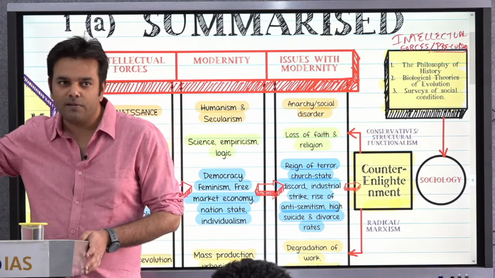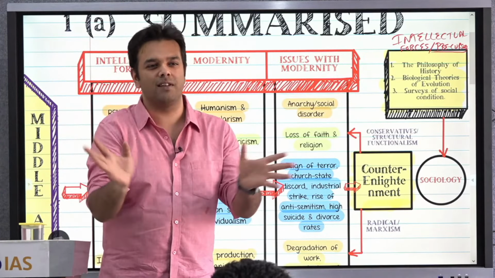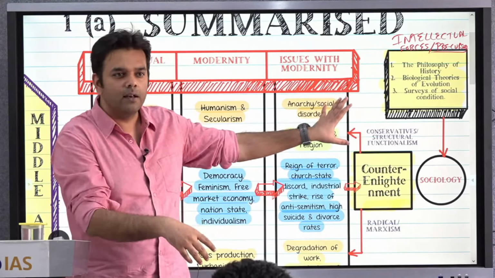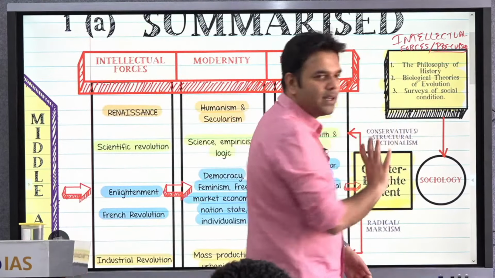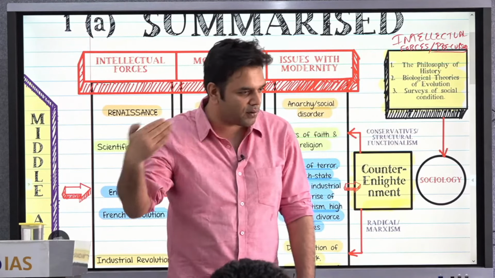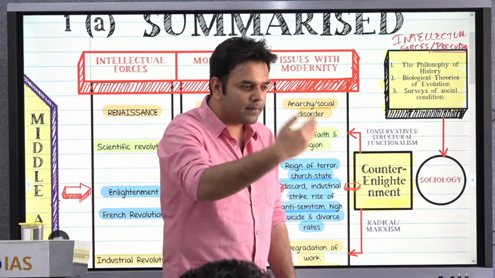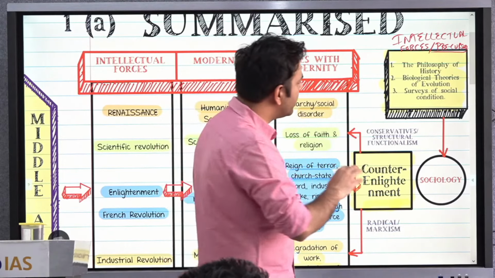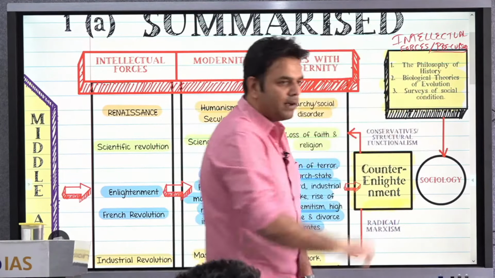So, this is what philosophizing history is. Okay, so don't take it very seriously. You just have to write this as precursor to sociology. Precursor means something which existed before sociology, trying to explain the same things in a different fashion. Okay. Biological theory of evolution.